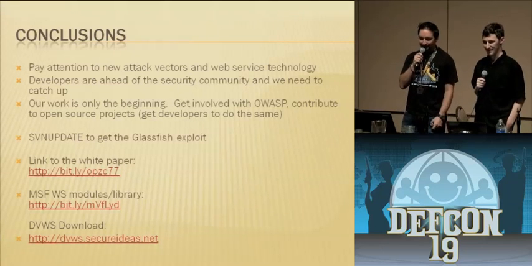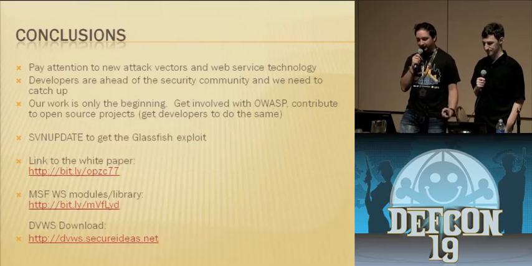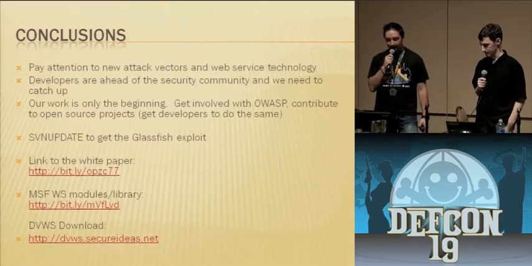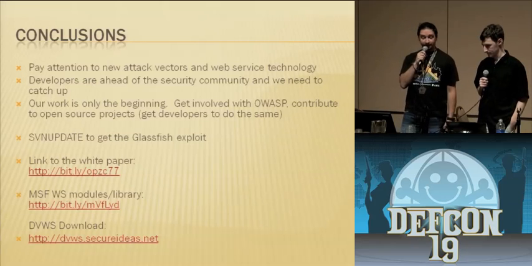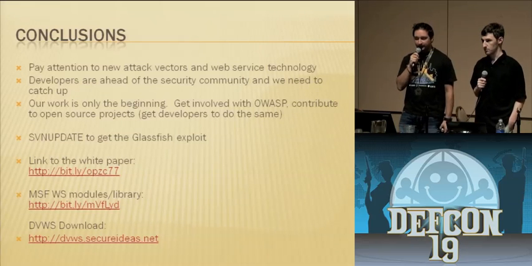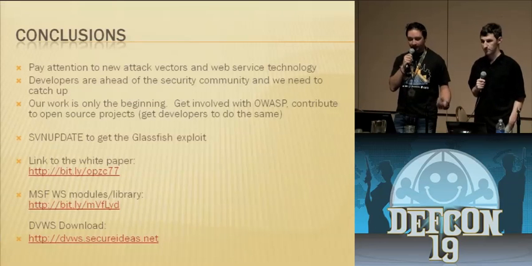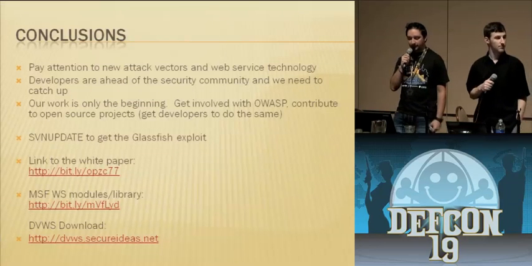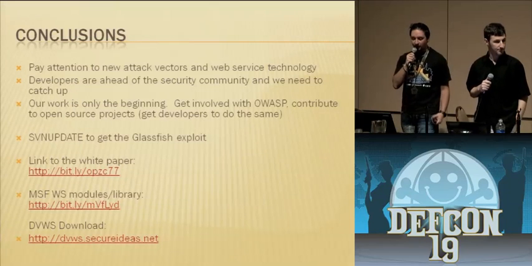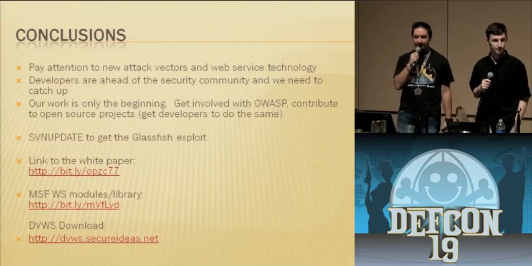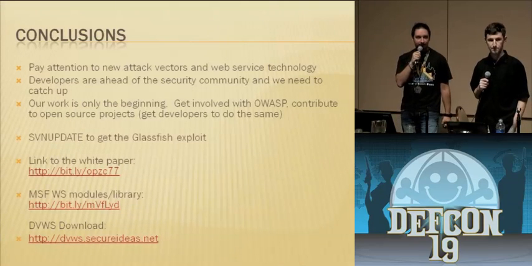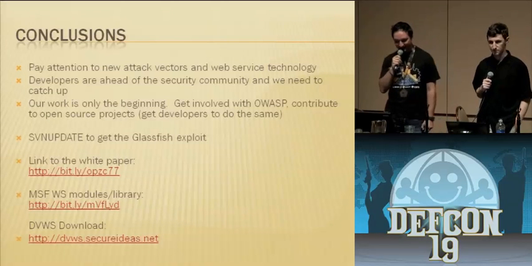Right now it's very immature from a security perspective in that area. They're really ahead of us with developers and their functional testing. We need to play catch up, unfortunately. Of course, this work is only the beginning, so you need to get involved with OWASP, contribute to open source projects, and try your hardest to get developers to do the same. You may have to get violent with them, but sometimes you have to with developers, right?